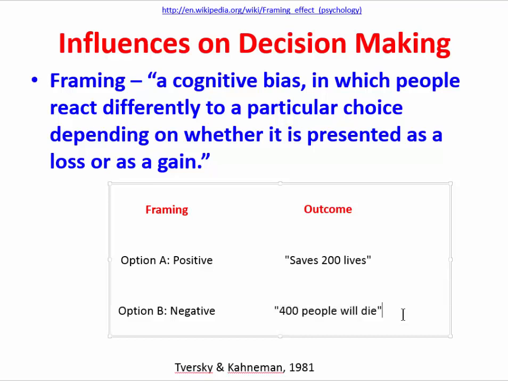Two things are very interesting to note. First, many fewer people opted for choice B, stated here in the negative, than for choice A, stated here in the positive. There was a tremendous bias toward the positive framing and away from the negative framing.